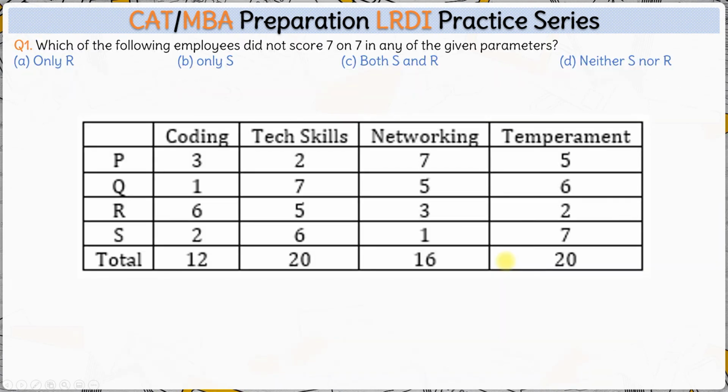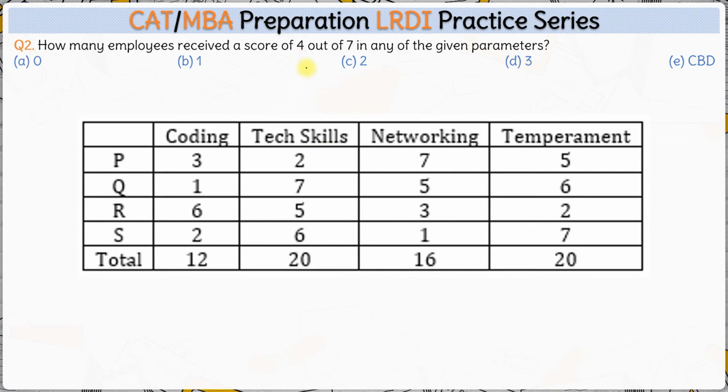The first question is, which of the following employees did not score 7 on 7 in any of the given parameters? Okay, let's check. P gets 7 in networking, Q gets 7 in technical skills and S gets 7 in temperament. Only R does not get 7 in any of the 4 parameters, hence the answer is option A, only R. Fine. Let's look at the next question. How many employees received a score of 4 out of 7 in any of the given parameters? Okay. So none of the employees, you see a rating of 4 is not obtained by any of these employees here. So no employee obtains a score of 4 out of 7. Hence, the answer is option A, 0.